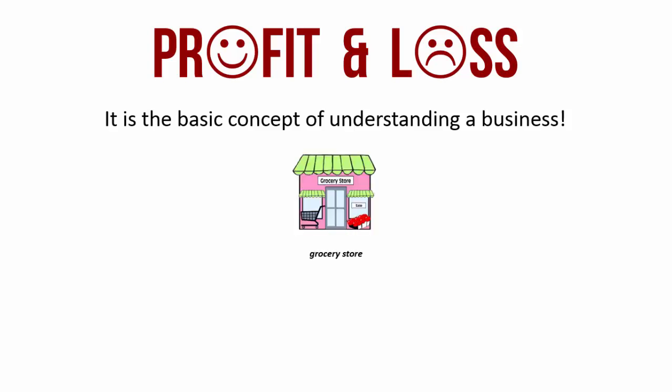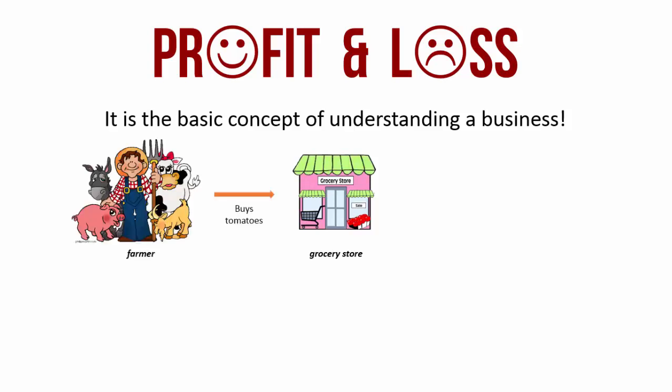There is a grocery store in your neighborhood that sells tomatoes. Now, in order to sell tomatoes, the store first has to buy tomatoes and get them from some farmer, and only then can it sell tomatoes to somebody who comes to the shop.